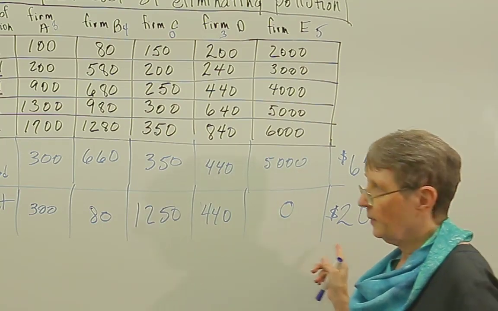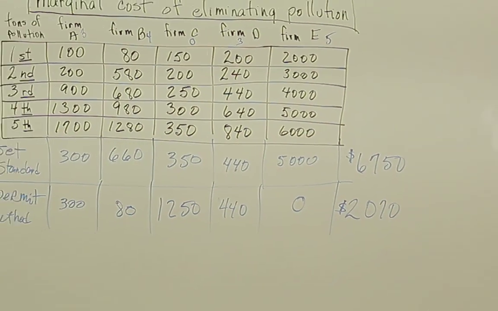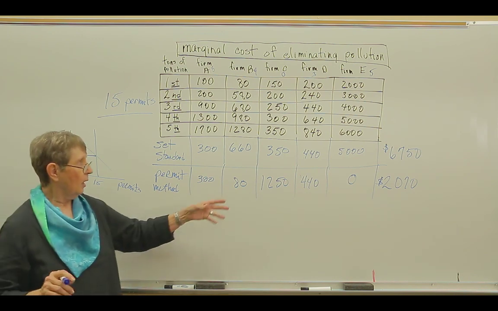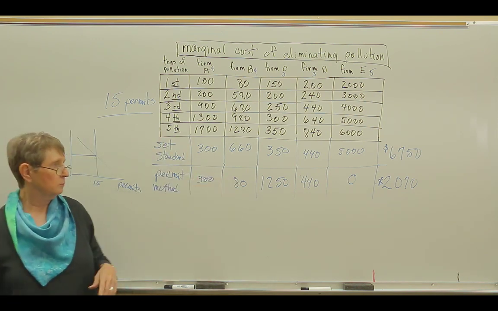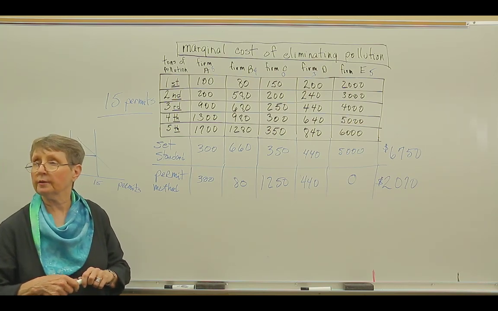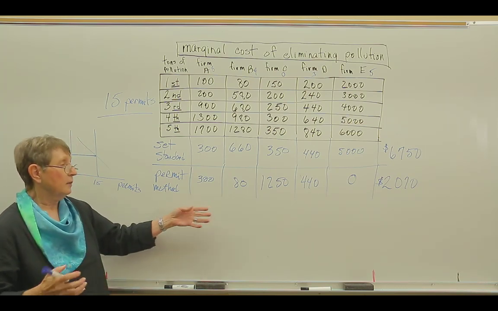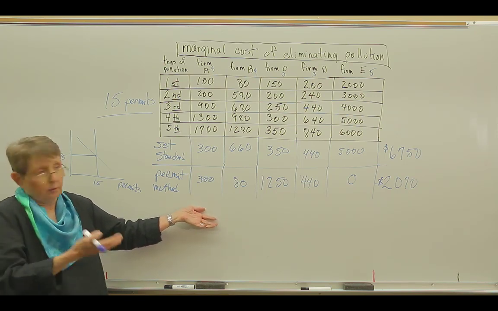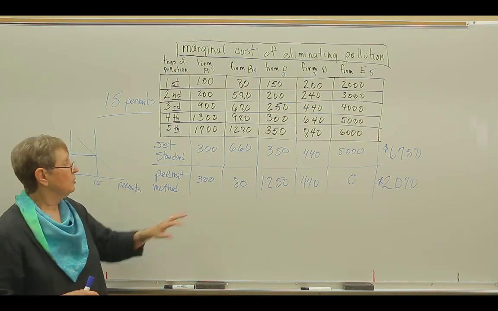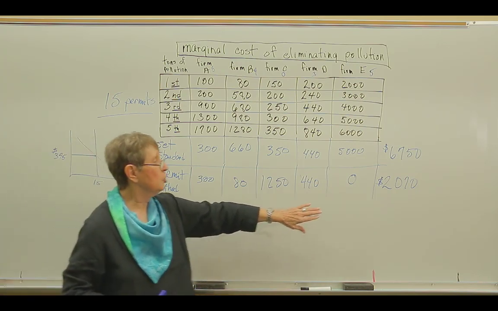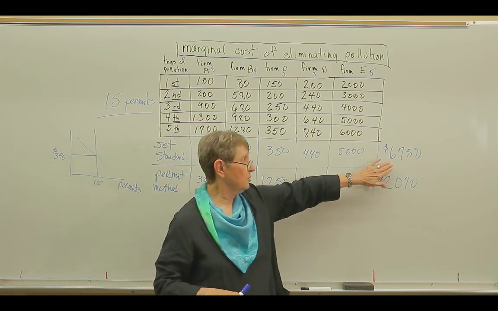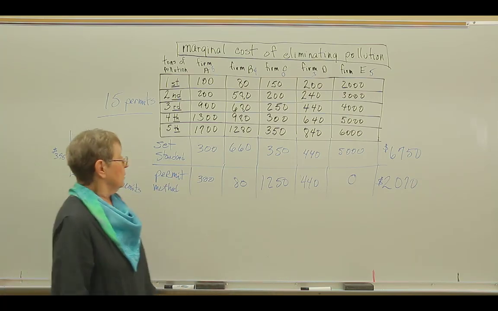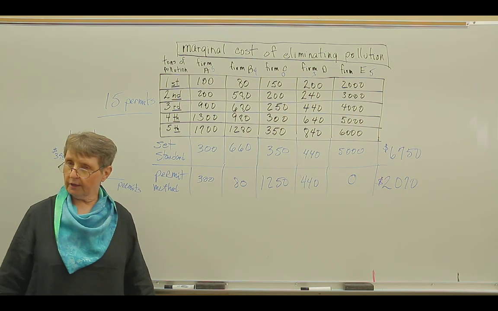So this method is getting a lot of favor in the EPA, they're starting to look at this, and of course economists love it, because what you've done is you've created a market, there's a supply and demand for permits to pollute. So this is a much more efficient way, spending $2,000 to clean up pollution instead of spending $6,700 for the exact same result. So that's our lesson in tradable permits.